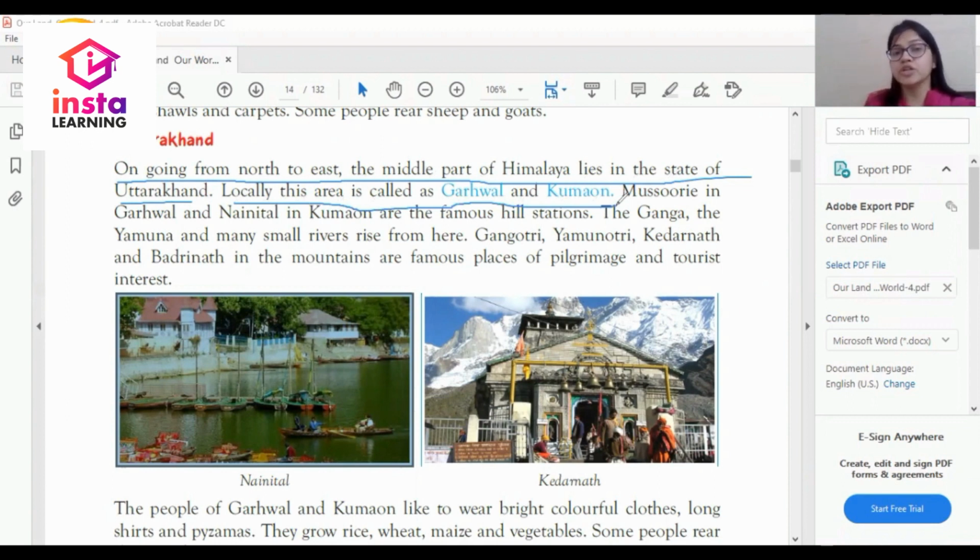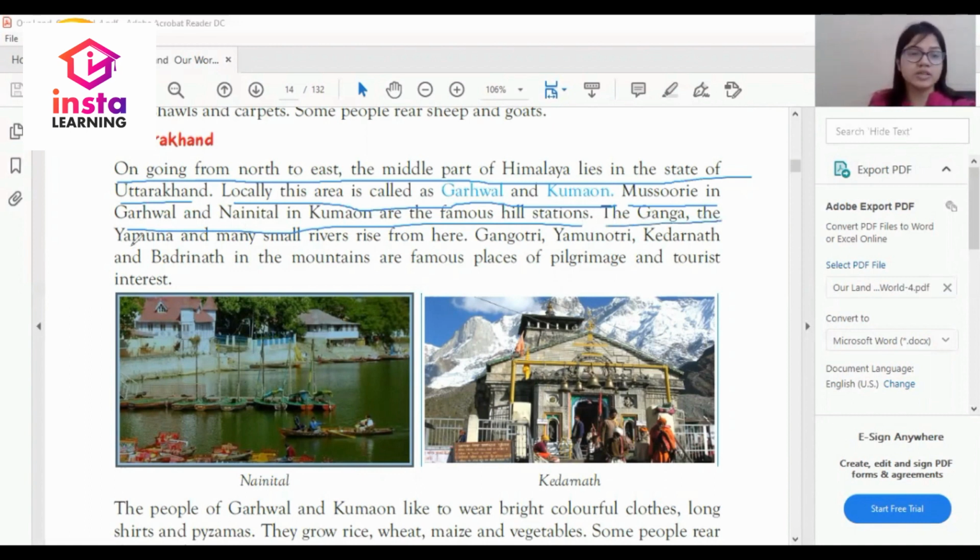So Uttarakhand has two divisions. Number 1 Gadwal and number 2 is Kumaon. Mussoorie in Gadwal and Nainital in Kumaon are the famous hill stations. तो गढ़वाल का मसूरी एंड कुमाऊं रीजन का नैनीताल बहुत ही फेमस हिल स्टेशन है.